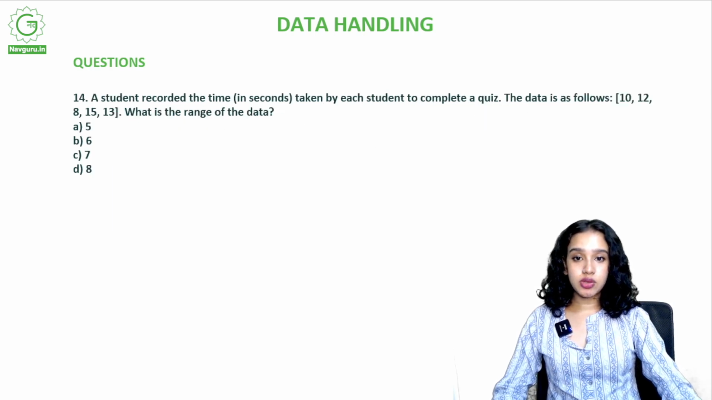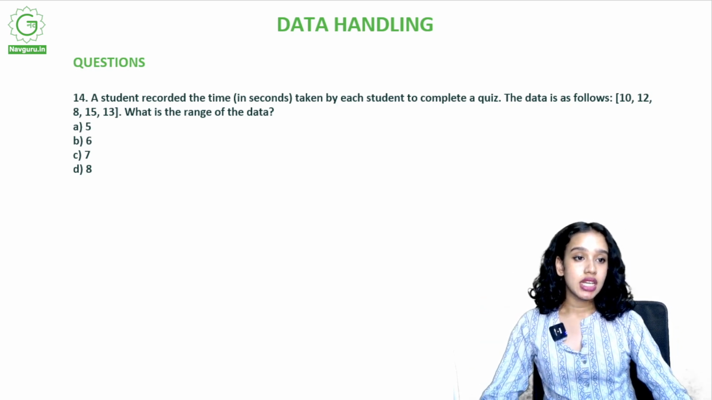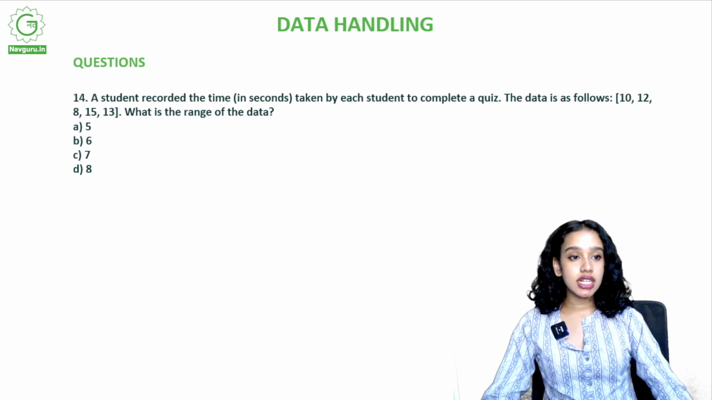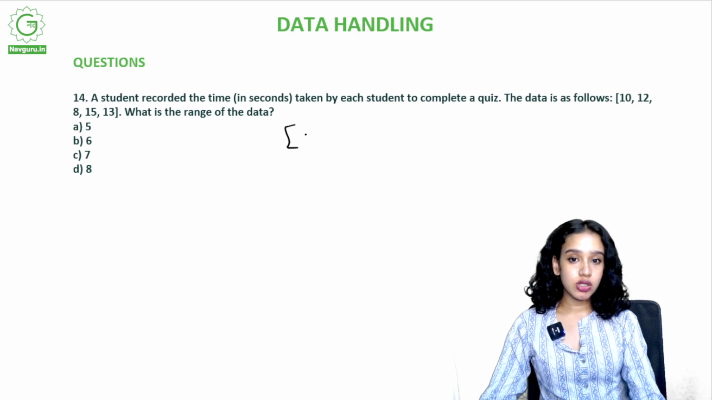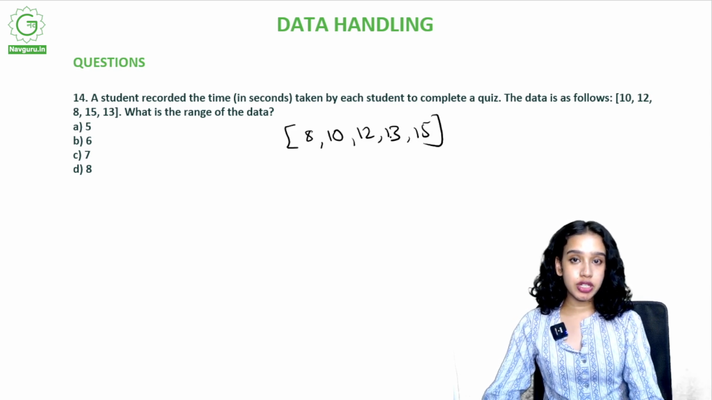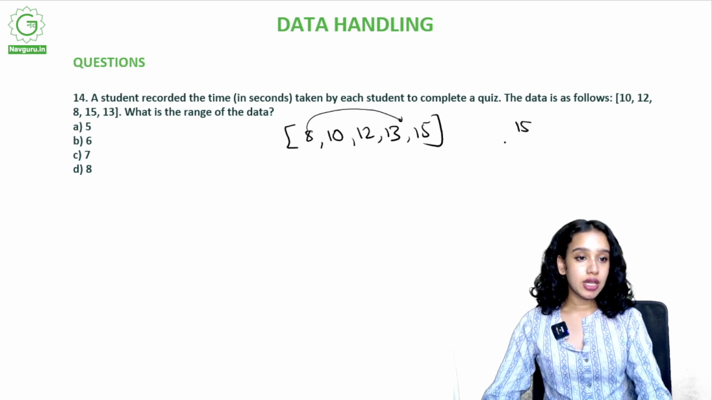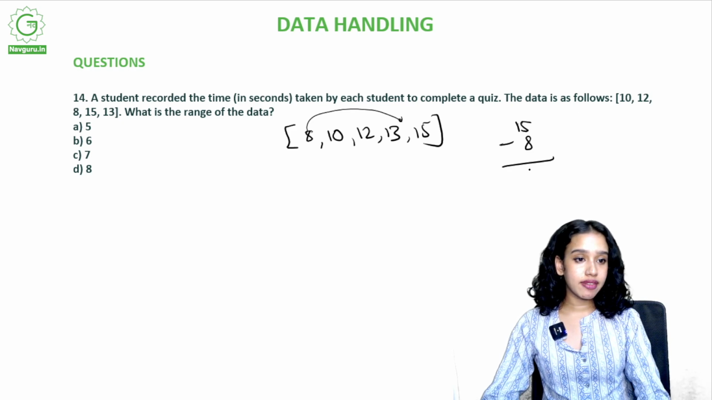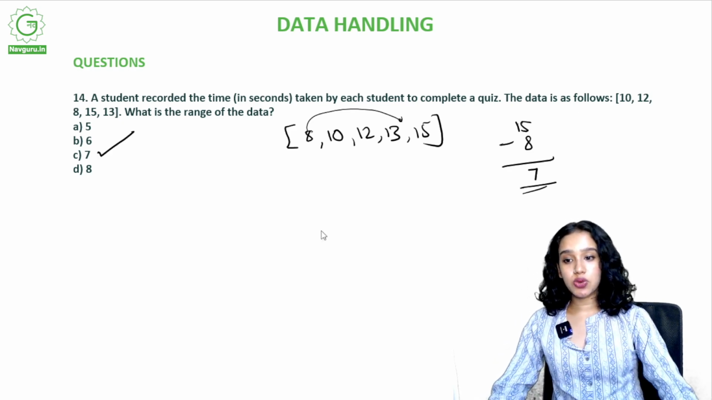Now let's move on to the next question. A student recorded the time taken by each student to complete a quiz. The data is as follows: 10, 12, 8, 15 and 13. What is the range of data? Let's arrange it in ascending order first. So we'll have 8, then we'll have 10, 12, 13 and 15. Now what is the range from 8 to 15? So 15 minus 8. So we have 7 plus 8 is equal to 15. So 7 is the answer for this question.